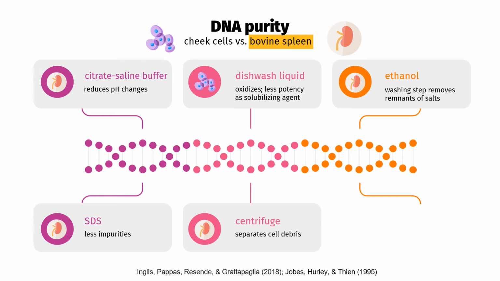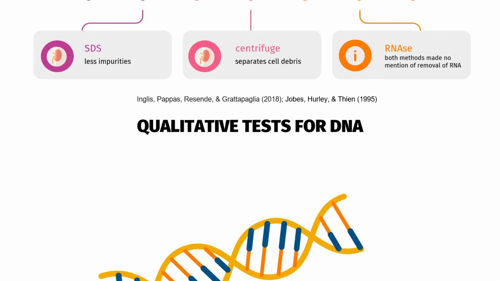It should be noted though that another likely contaminant in DNA isolates is RNA. Both methods made no mention of removal of RNA, commonly done with the introduction of RNase in the solution. Thus, the isolates from both cheek cells and bovine spleen may still contain RNA.